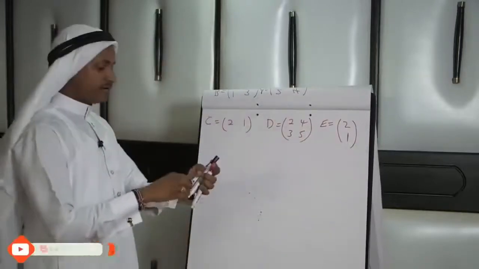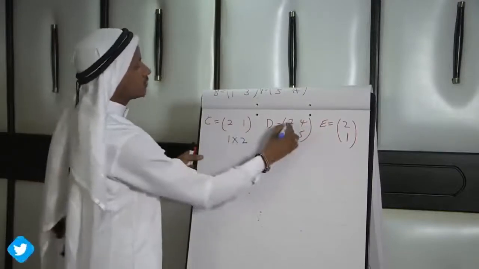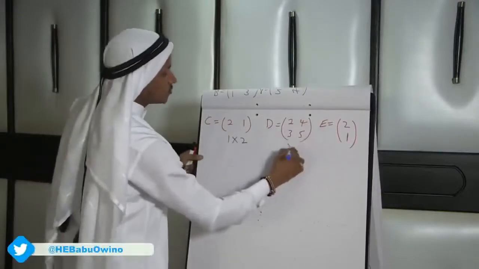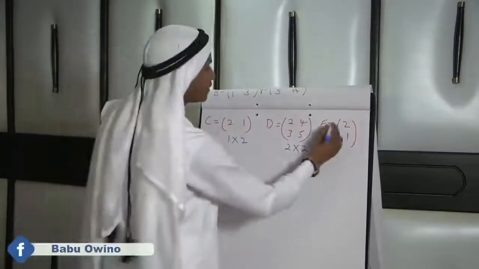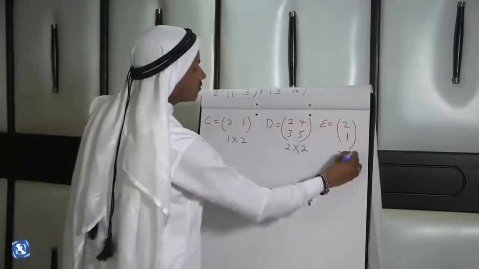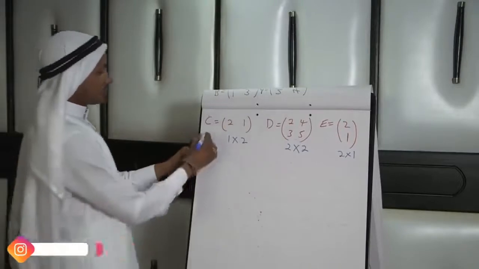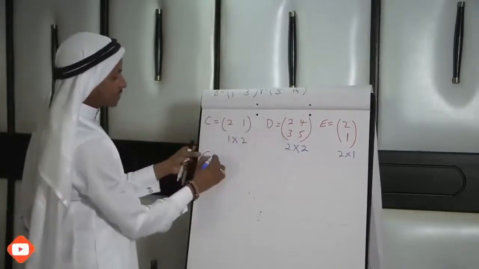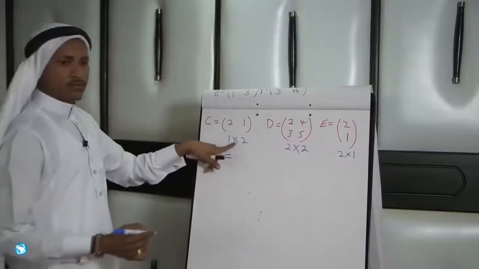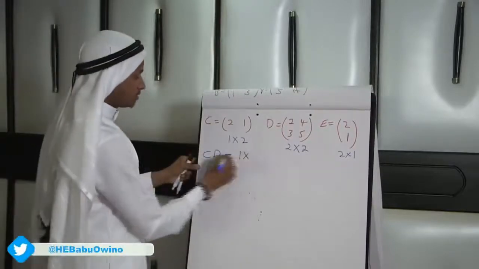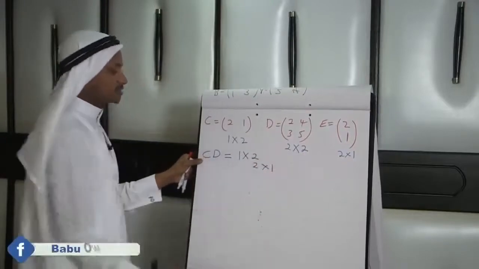Number 1, identify the order of the matrix. This is a 1 by 2. You count rows, then columns, so 1 by 2 matrix. And this is a 2 by 1 matrix. So class, suppose we want to multiply C times D. What do you get? I told you, number 1, you arrange their order. C, which is a 1 by 2 matrix, then D, which is a 2 by 2 matrix.